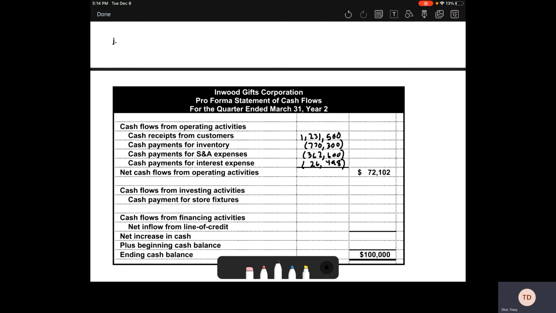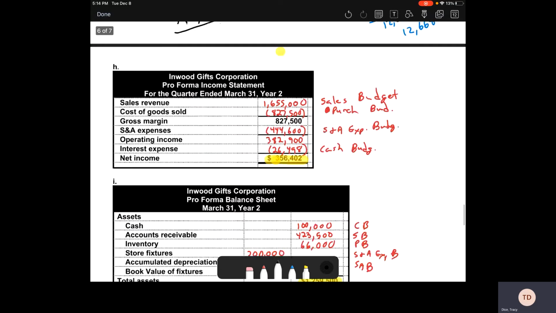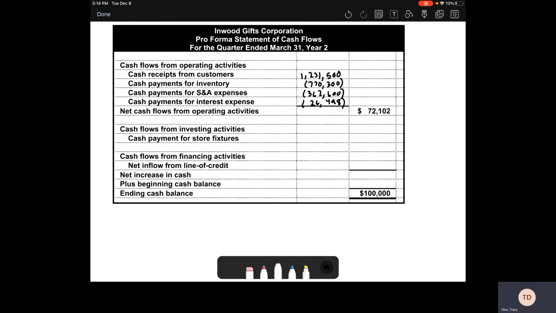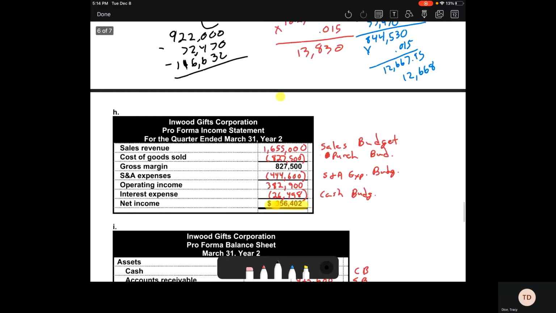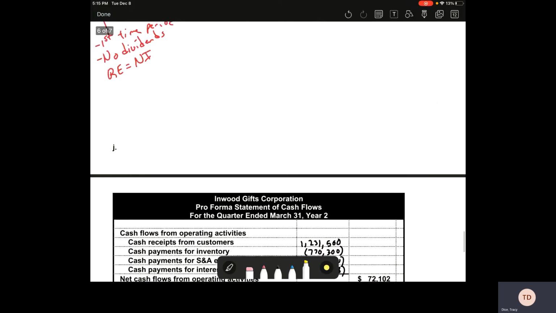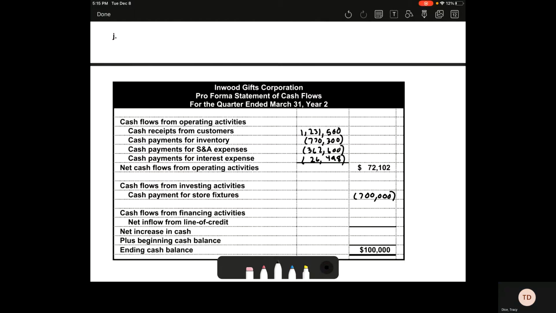All right. Cash payments for store fixtures. Those store fixtures were, again, right up here. Our investing activities of 700,000. And that's a payment. So that's a negative number. And then our net inflow from our line of credit is going to part E for our financing activity. We've used it already, but we're still using it again on our cash flow statement. So that's 727,898. And that's an inflow.